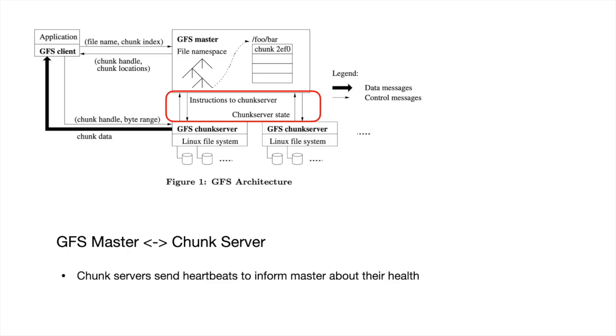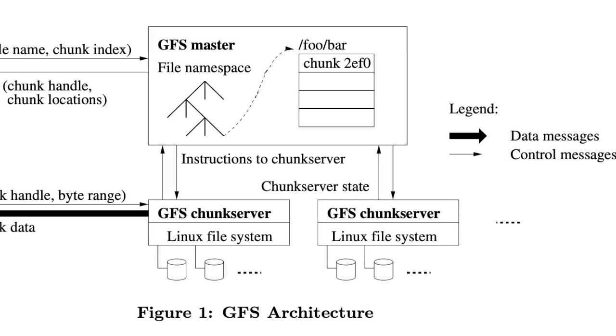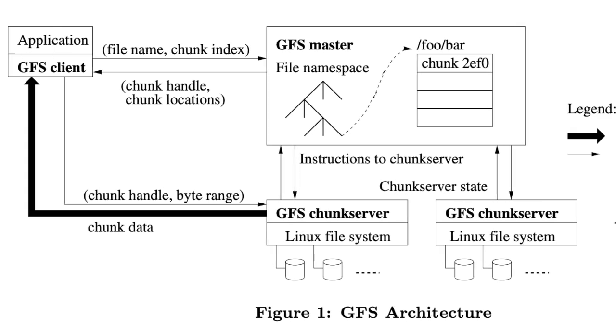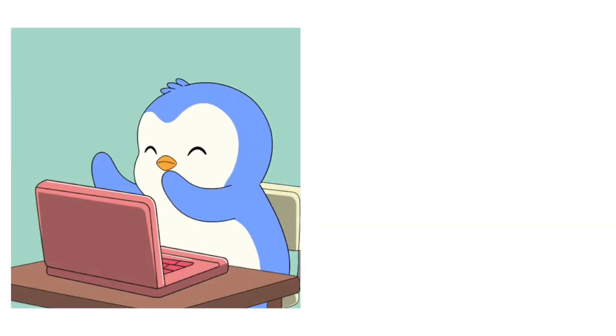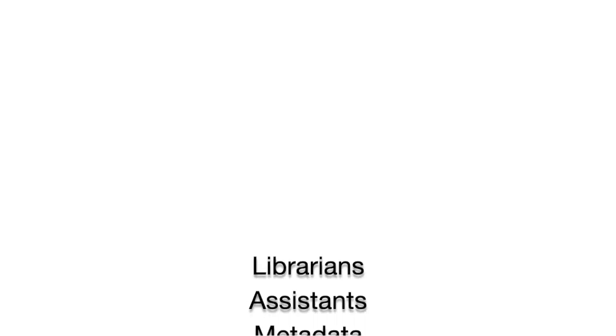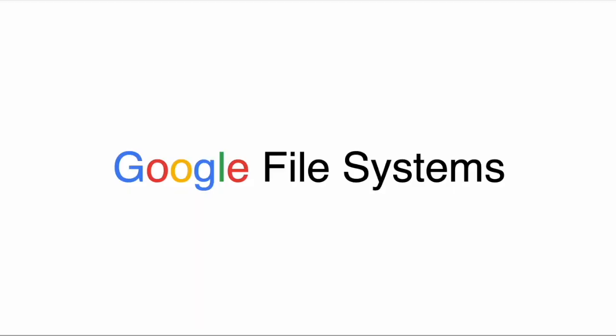This architecture, with a single master, many chunk servers, and smart clients, is what makes GFS efficient, scalable, and fault-tolerant, even at Google scale. So behind the scenes of your favorite search results and YouTube videos, systems like GFS are quietly working, organizing, storing, and retrieving information like the most reliable librarian you'll ever meet. And that wraps up our deep dive into the architecture of the Google File System. From librarians and assistants to metadata and chunk servers, we've seen how GFS is built for reliability, speed, and scale. Thanks for watching, and I hope this visual breakdown made the inner workings of GFS a little clearer.